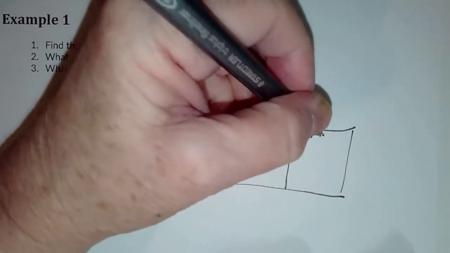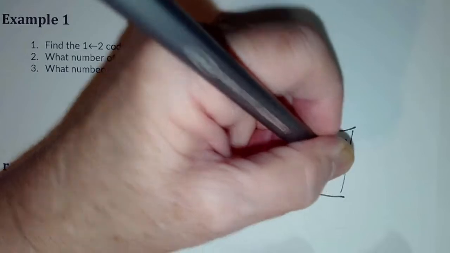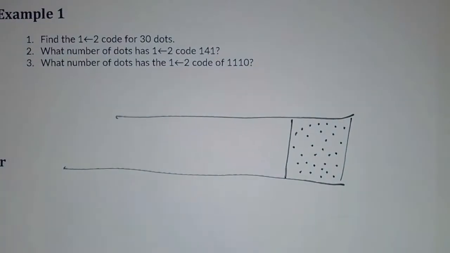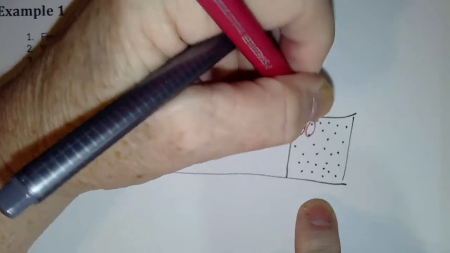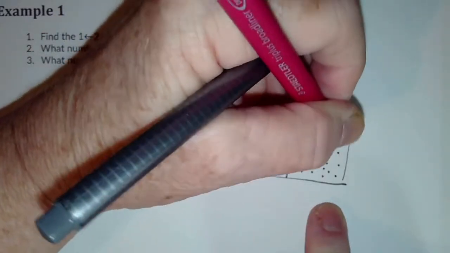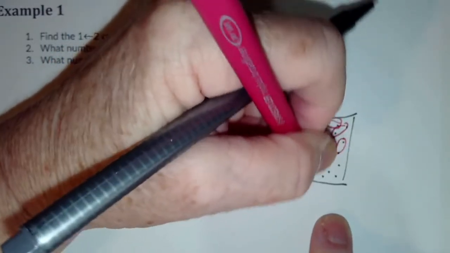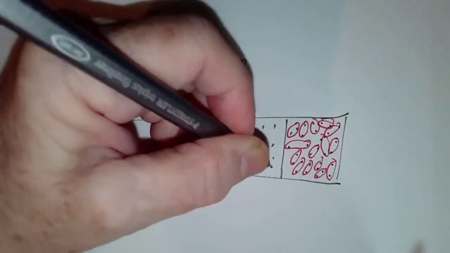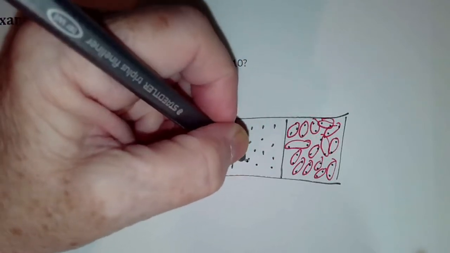We have 30 dots, 1 through 30. And I'm not going to write these every time. I've got 15 explosions, which is 1 through 15, and then again 1 through 15.